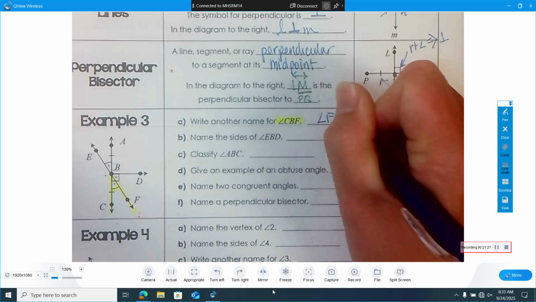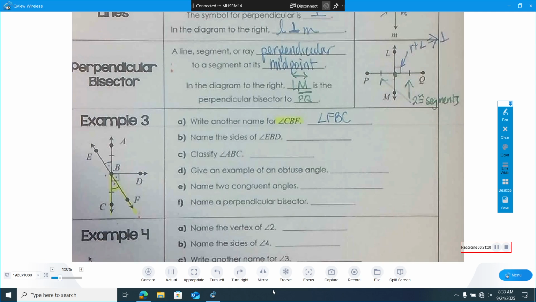Angle FBC is a great way. Could I call it just angle B? No, we cannot. Why can we not just use angle B? Because there are multiple angles with B as the vertex. We just counted, there are at least 10. So we have to be very careful.